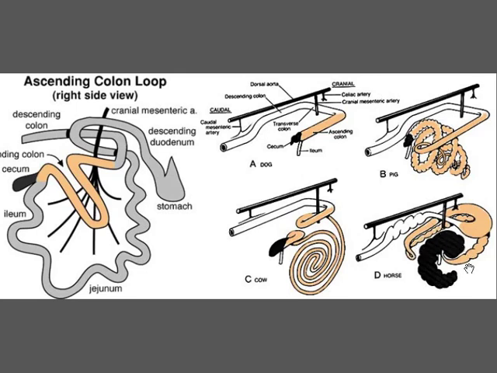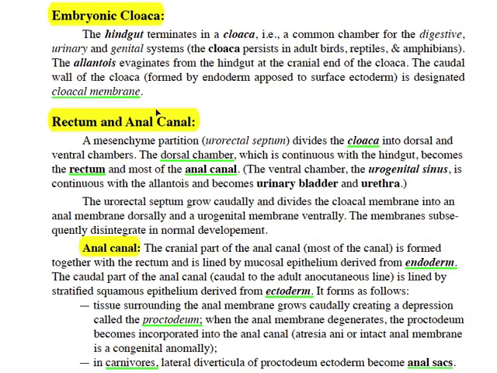The embryonic cloaca, which is closed by a cloacal membrane caudally, is divided by a septum into a ventral urinary and genital chamber and a dorsal region which becomes the rectum and anal canal. Most of the anal canal is lined by endoderm, but the anal canal is extended caudally by an ectodermal outgrowth called a proctodeum. The proctodeum produces a cutaneous zone from which anal sacs arise in carnivores.